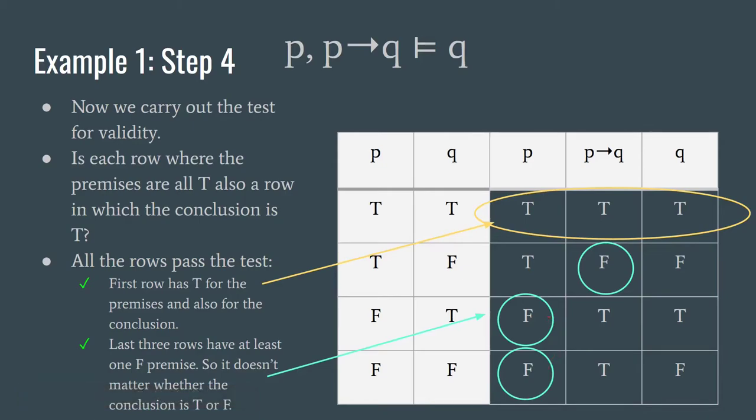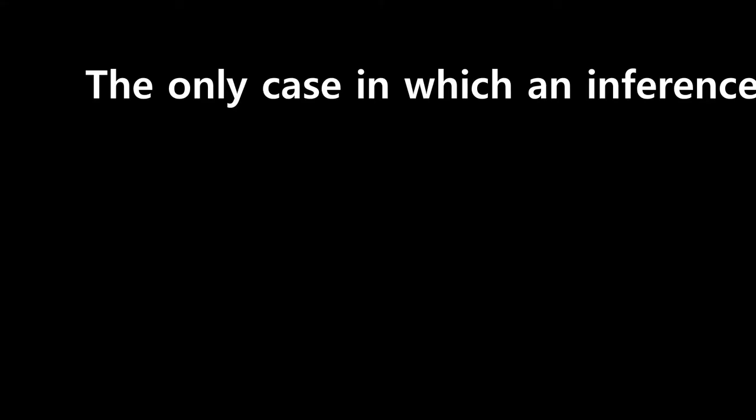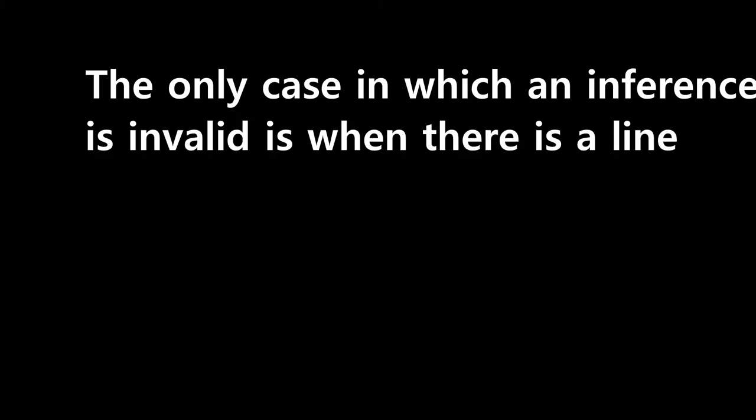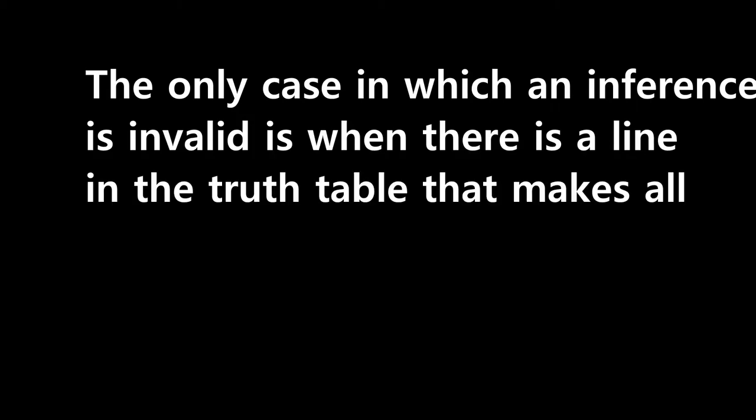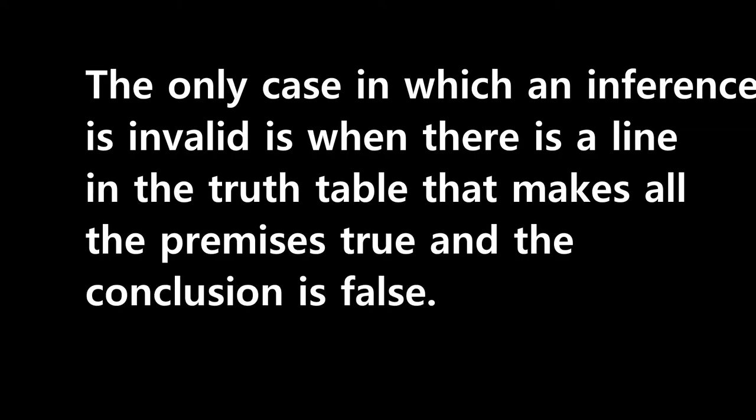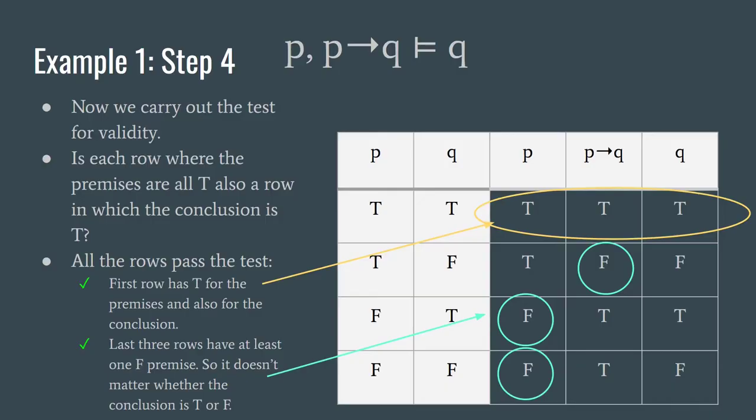Remember, the test is if the premises are true, is the conclusion true? But if the premises fail to be true, it doesn't matter what the conclusion is. And that's kind of counterintuitive. Many students say, wait a minute, how can an argument that may have a false conclusion be valid? That's why it's so important to have a full grasp on the definition of validity. The only case in which an inference is invalid is when there's a line in the truth table that makes all the premises true and the conclusion false. Otherwise, it's valid. Now, notice that never happens here. In the case where all the premises are true, the conclusion is also true. In all the other cases, we have a false premise.